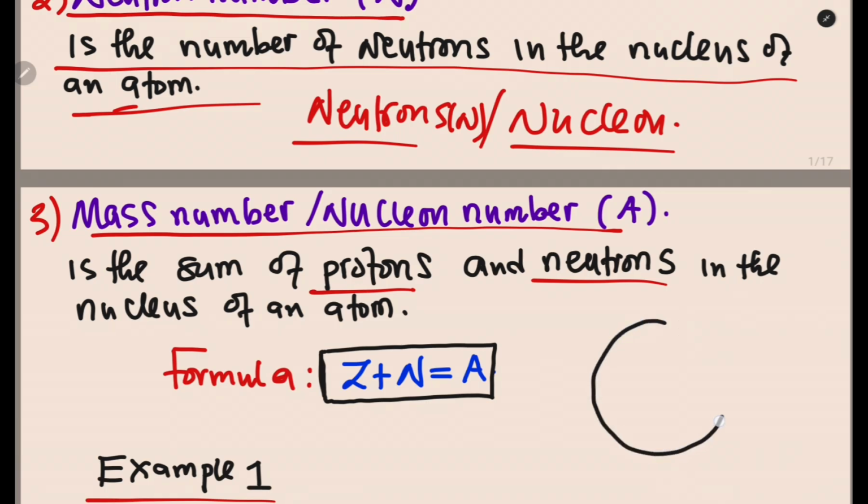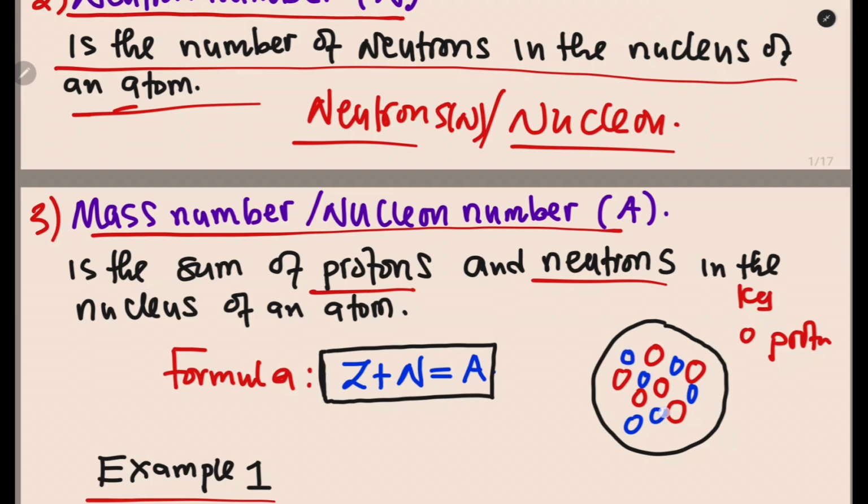Let's take, for example, if this is the nucleus, and in it we have the protons. The protons, I'll use red, so I'll put a key here. This is for protons. Then I'll use blue for neutrons. So if I had asked to find the mass number of this atom, you just add everything. So 1, 2, 3, 4, 5, 6, 7, 8, 9, 10, 11, 12.